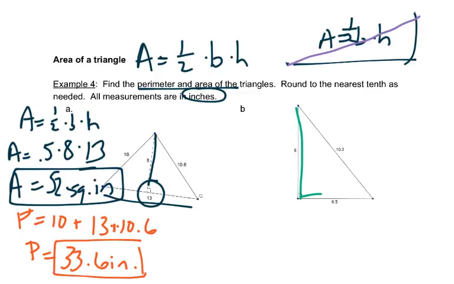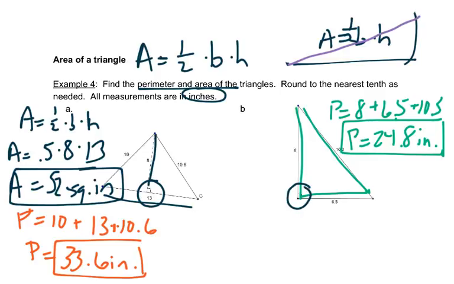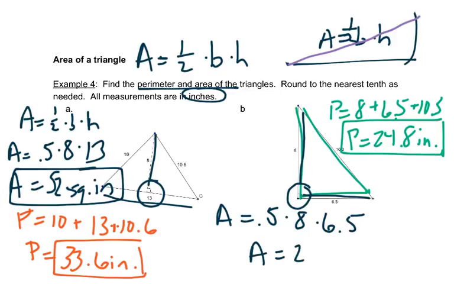Over here, the perimeter would be 8 plus 6.5 plus 10.3. And that gives me 24.8 inches. Again, I look for my right angle. So that tells me I'm going to use the 8 and the 6.5. I'm going to put 0.5 times 8 times 6.5. And I get 26 square inches.